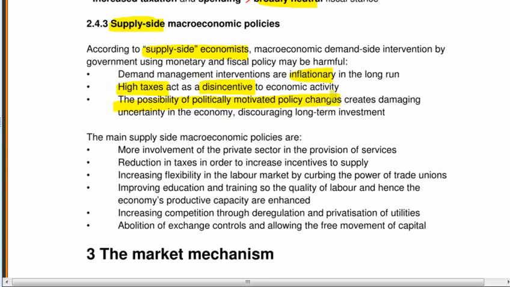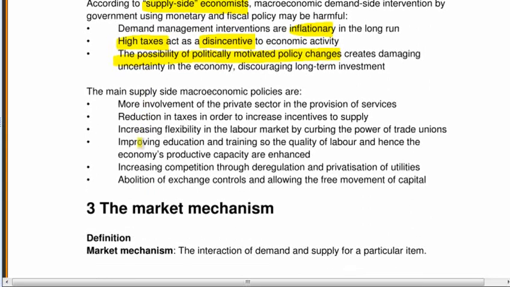So what would they suggest instead? Well, they would suggest supply side measures. So get the private sector involved. Okay, privatize all the nationalized industries, because the private sector operates in a much more efficient way than the public sector. So the private sector should be involved wherever possible. Reduce taxation to increase incentives to get foreign companies to base themselves in the UK, to make sure there isn't a brain drain, right, so that we don't lose our most capable people.